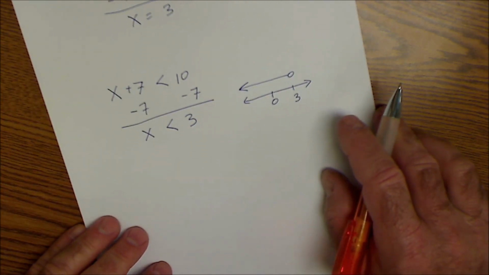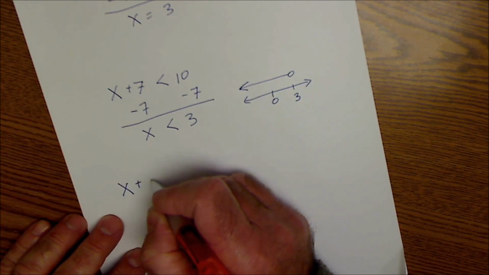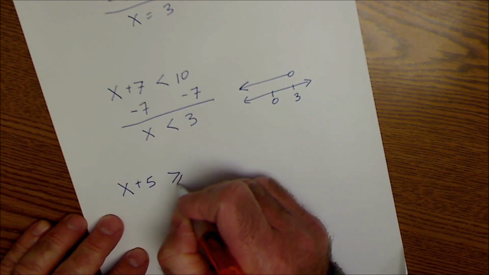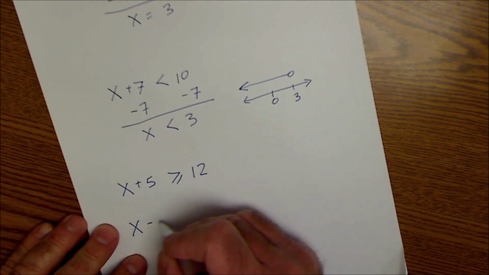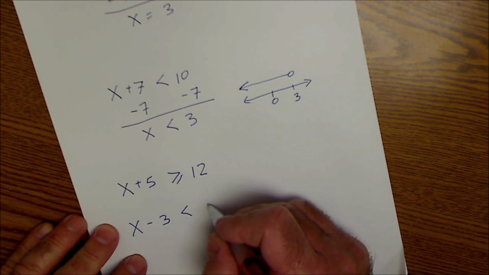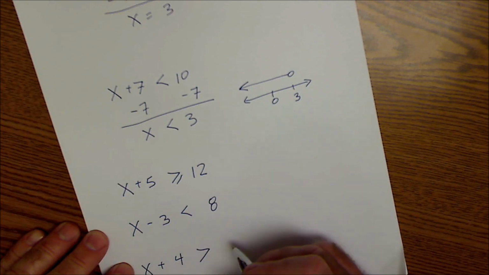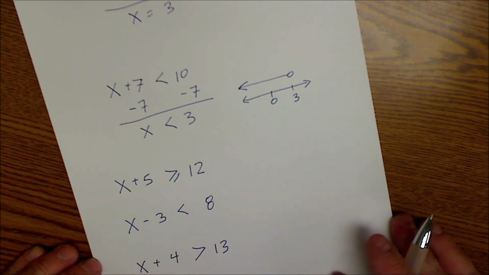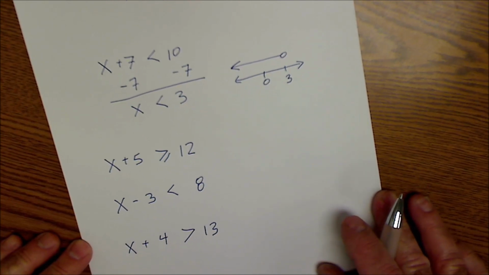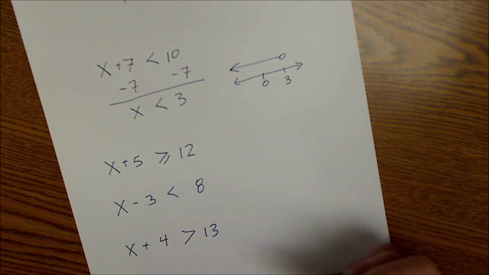Let me put a few more here for you to try. If I have x plus 5 is greater than or equal to 12. X minus 3 is less than 8. X plus 4 is greater than 13. So go ahead and pause the video and do those 3 problems, and then I'll do them after you. Make sure you graph them as well.